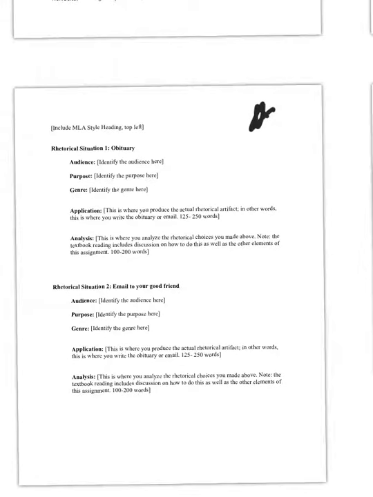And first, you'll have your heading up here with the appropriate MLA information. And then set it up like this so we're consistent and so that you include all the information. You can write at the top for the first one, rhetorical situation 1, obituary. Write audience, and just identify the audience here. Write purpose, identify the purpose. Genre, same thing. Then in the application section, that's where you actually write the obituary. And that's the 125 to 250 words.